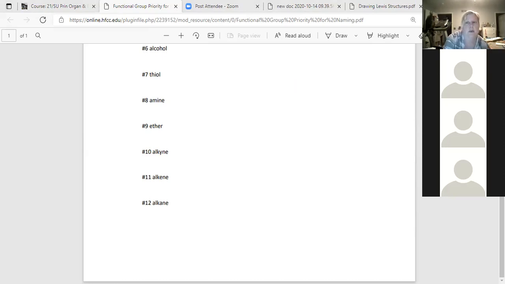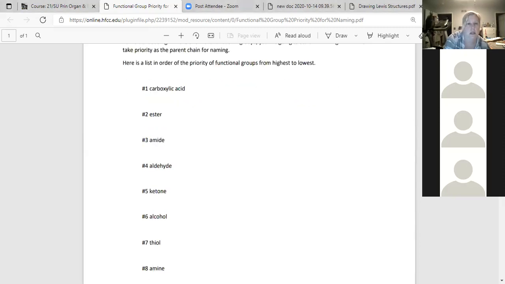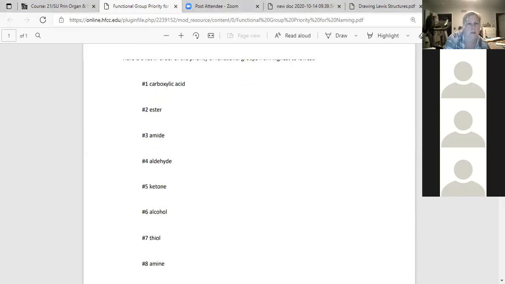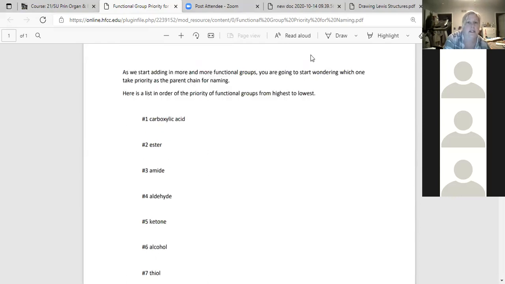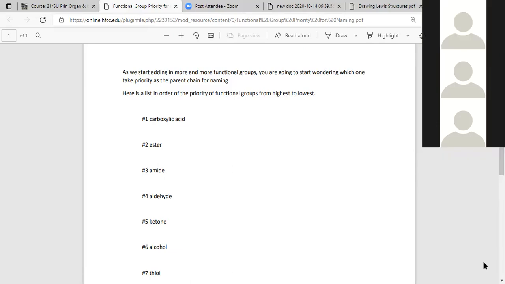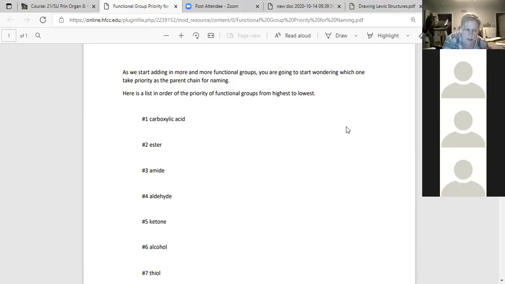Okay, so if you're looking at this, carboxylic acid wins hands down, and there's reasons for that. Let me go into that in a separate video, okay? I know Raya has asked about it before. Raya's still not out here, right? No, she's not in here. And it's a question that should come up if you're paying attention, which is great.